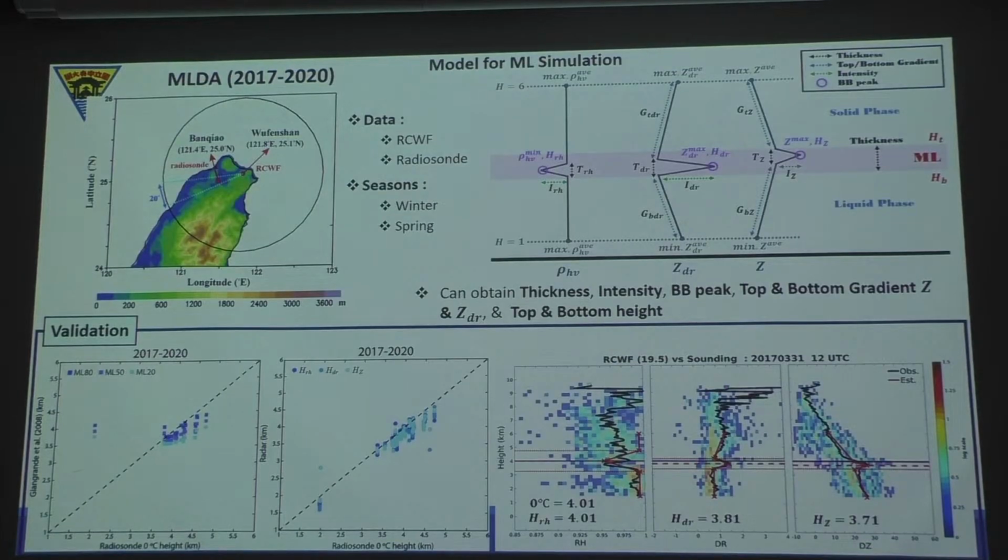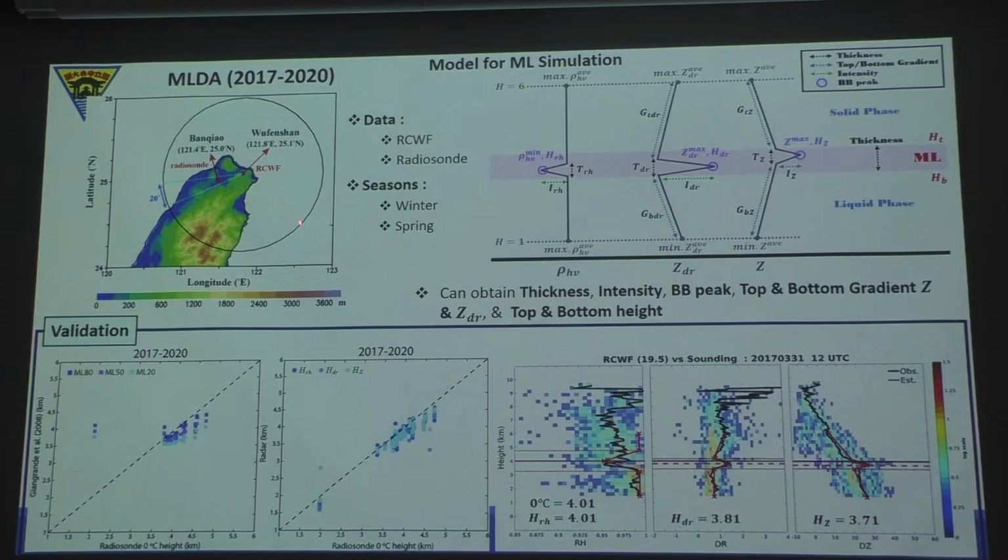Another thing we are also working on is melting layer detection, where we use an idealized model for ZH, ZDR, and ρHV, and then we want to calculate the height of the bright band. In this process, we also try to derive the gradient above the bright band, in the ice region, and below the bright band, in the liquid phase region. We can also derive the characteristics of the bright band, including the intensity and the thickness of the bright band.